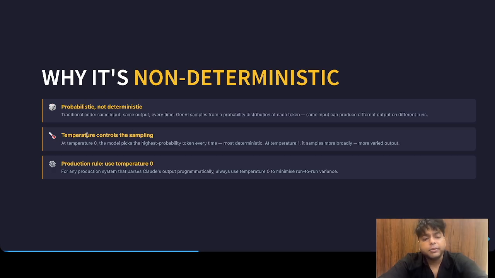In the case of generative AI, there is one important thing called temperature. This temperature can be set from 0 to 1. At temperature 0, the model picks the highest probability token every time, which is most deterministic. At temperature 1, it samples more broadly, giving more varied output. So when using generative AI in production, we prefer to use temperature 0, because for any production system that parses Claude's output programmatically, or any generative AI system's output, you should always use temperature 0 to minimize run-to-run variance.